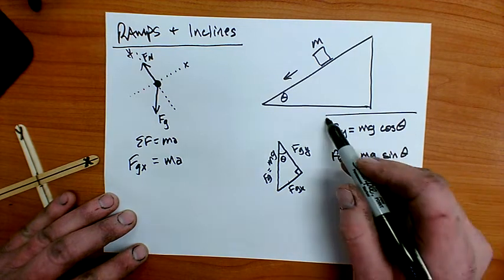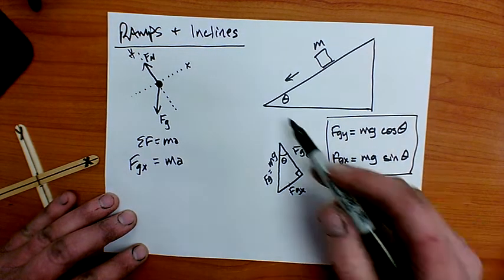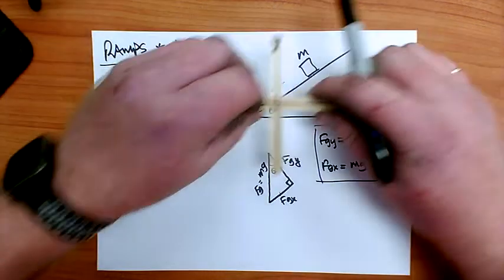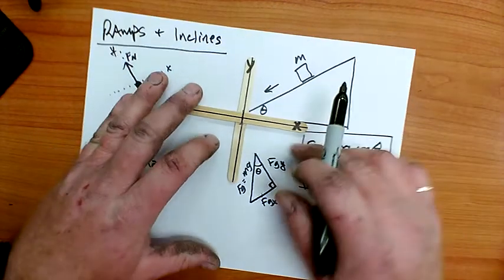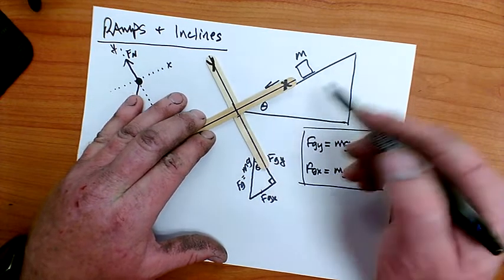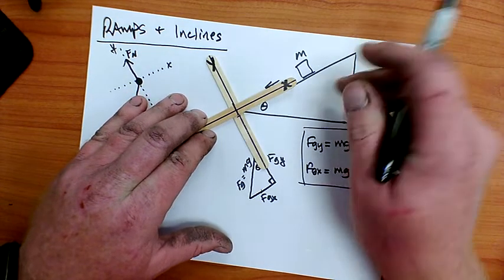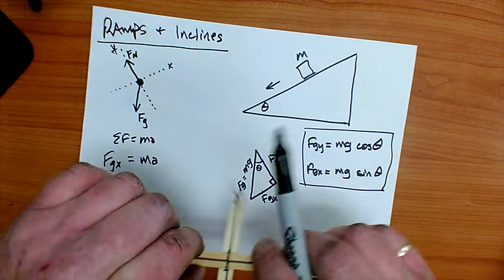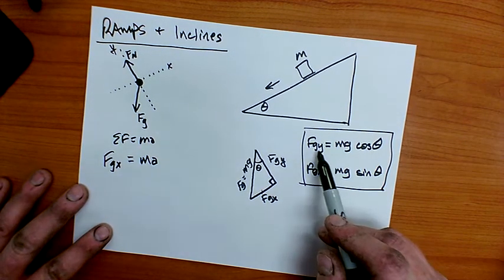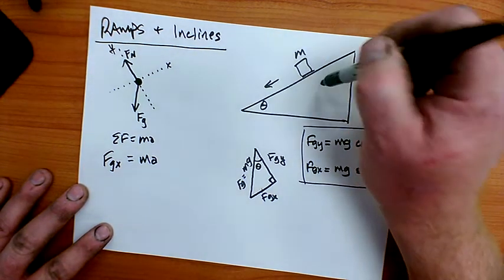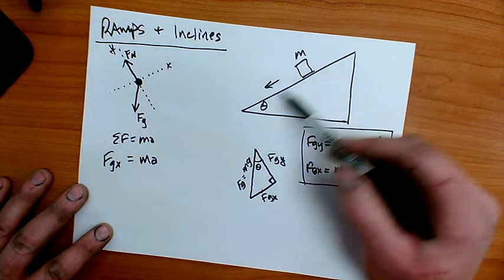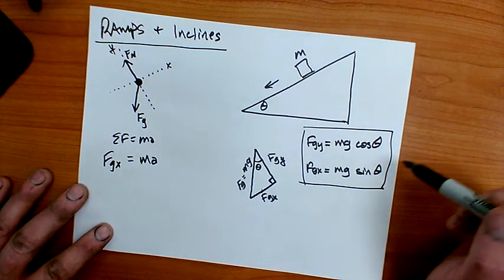And this will always be true as long as you make the surface of the ramp your x-axis. So when you rotate your axes from horizontal through the angle theta so that the x-axis is parallel to the surface of the ramp, you'll always have this case where FGY, the perpendicular component of gravity, equals mg cosine theta, and FGX, or the parallel component of gravity, will equal mg times the sine of theta.